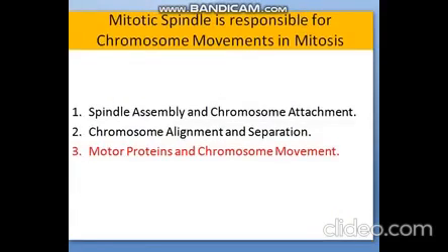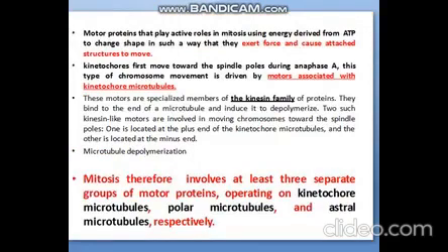So the last point was about the motor proteins and the chromosome movement. So these motor proteins are present and they play a very active role during mitosis, because energy is needed for the separation. Whenever there is exertion of force for the detachment of the chromatids, energy is needed. So that energy is provided by the motor proteins.